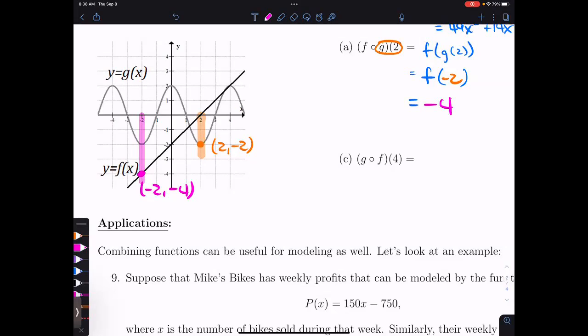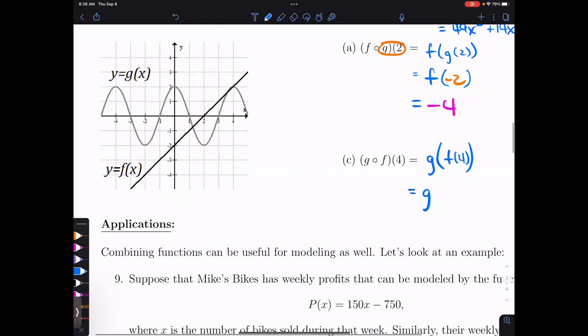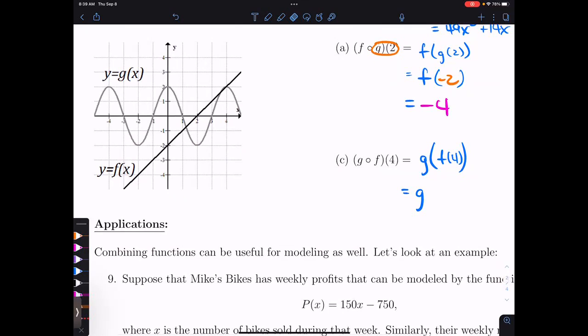So somebody walk me through. I've covered up B, so part C, g of f of 4. Jack, which function are we going to do first? F, right? The inside thing happens first. Okay, so g of f of 4. When x is 4, what is f? Two.